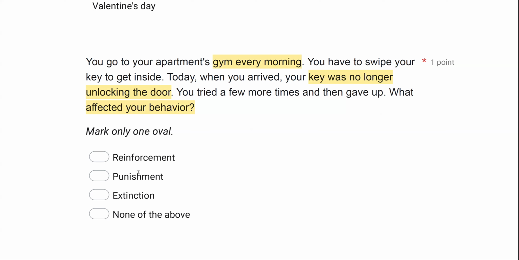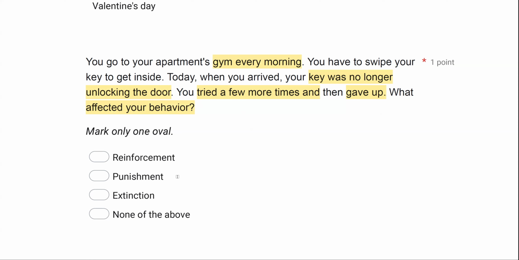So what affected your behavior? A, reinforcement. You were not reinforced. Reinforcement leads to an increase in future behavior. What happened here was you tried a couple more times and then gave up. So your behavior decreased, if anything. So were you punished? You were not punished.